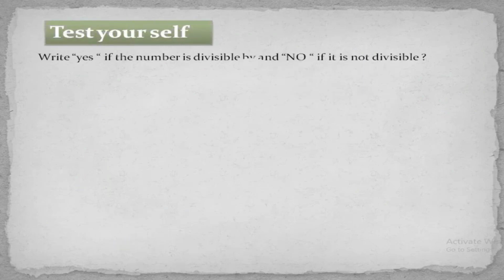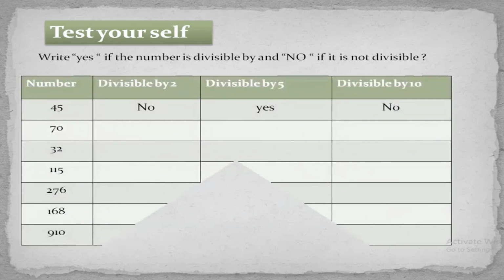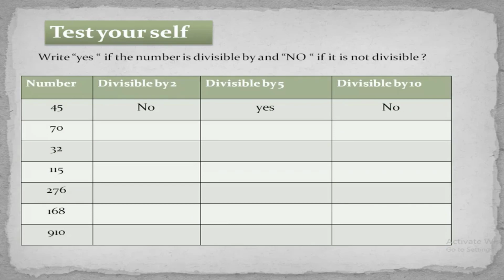Now it's your turn to test your understanding of the divisibility tests of 2, 5, and 10. Write yes if the number is divisible by, and no if it's not divisible by. We have in this table the numbers 45, 70, 32, 115, 276, 168, and 910. You have to ask yourself: if it is even, then it will be divisible by 2. If it ends with 5 or 0, then it will be divisible by 5. If it ends with 0, then it is divisible by 10.